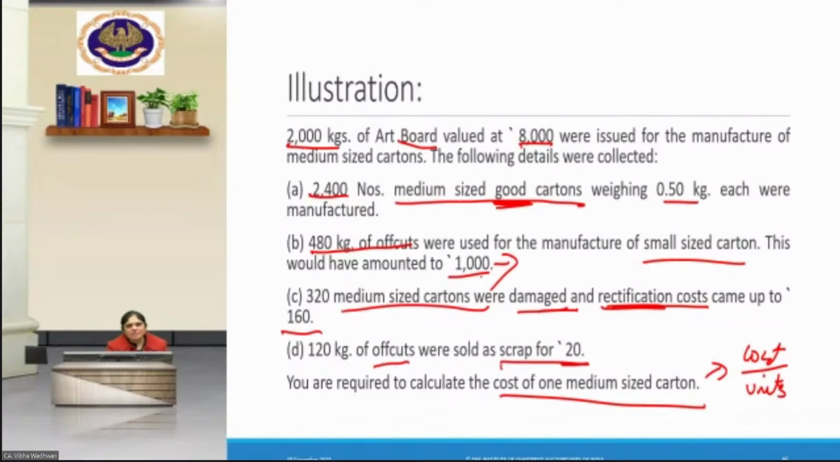2,400 medium-sized good cartons, not defectives, are made. 480 offcuts from the same kgs. 480 kgs were used to make small-sized cartons and the cost would have been 1,000, but now they are made for free. 320 medium-sized cartons were defectives. That means this is additional cost of rectification. And 120 offcuts were sold as scrap. So these offcuts were not used for any purpose, and those offcuts were used for small-sized cartons.